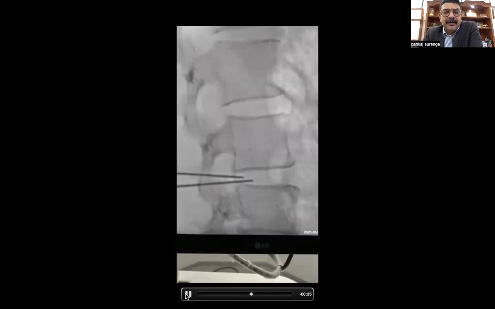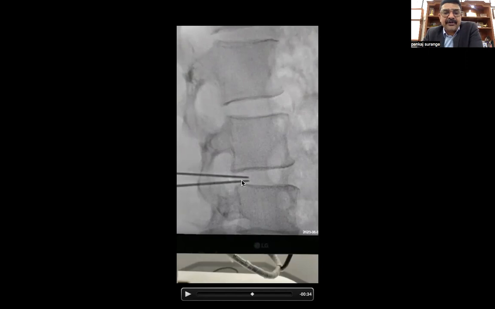Now look at this. We are still in the posterior. The tear is somewhere here. When we inject contrast, we'll see that tear also. So we are not trying to reach the center of the disc. That is not required in this case, because here our target is the posterior annulus, that is annuloplasty.